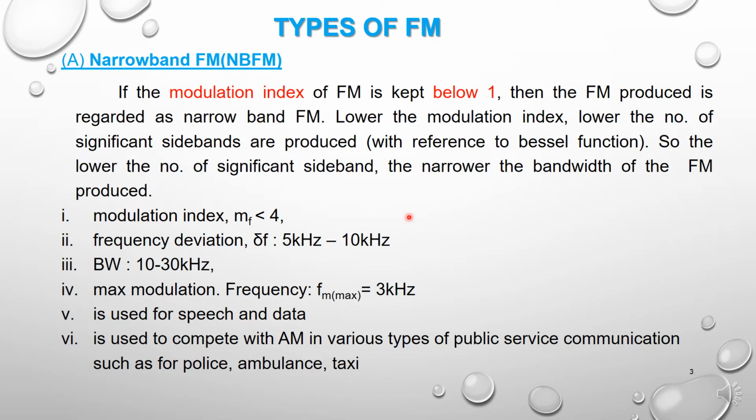So these are the criteria of narrowband. The first one, the modulation index mf is less than 4. The frequency deviation is between 5 kHz to 10 kHz. The bandwidth is between 10 to 30 kHz. The maximum modulating frequency is 3 kHz, and it is used for speech and data, and to compete with AM in various types of public service such as police, ambulance, and taxi.